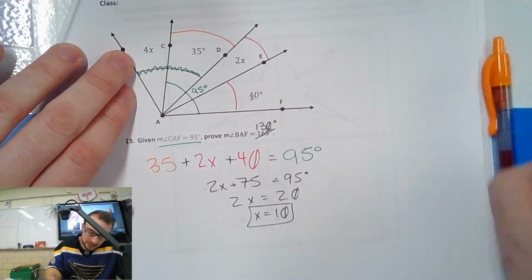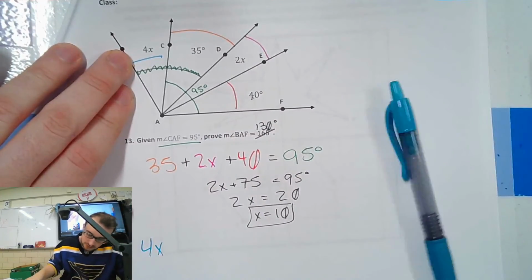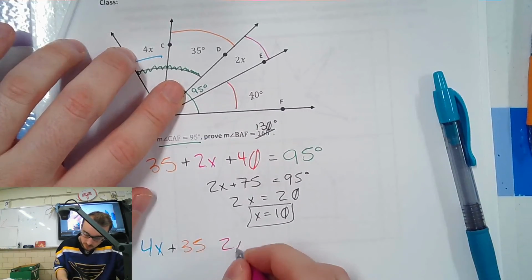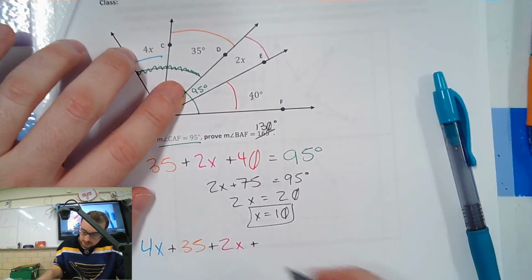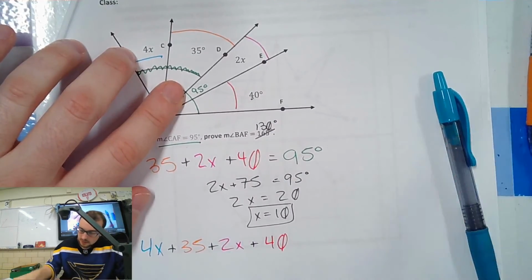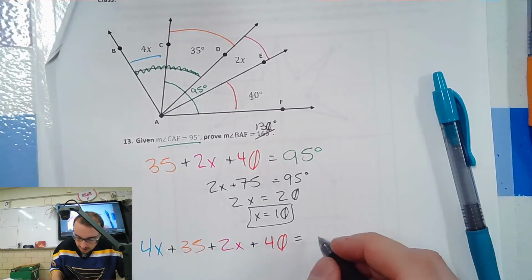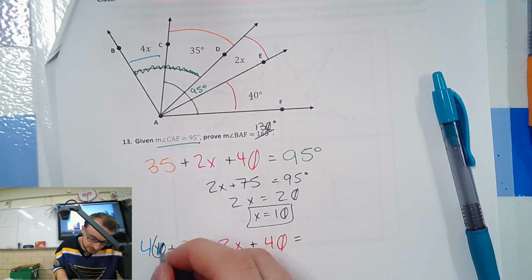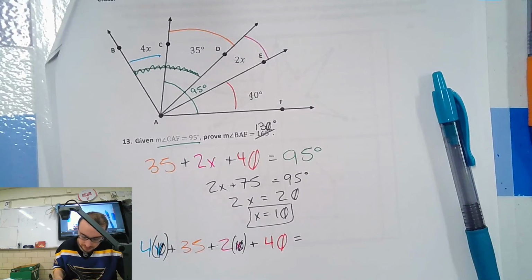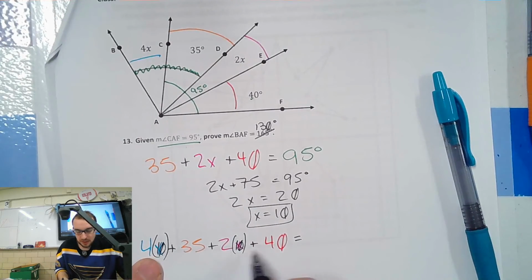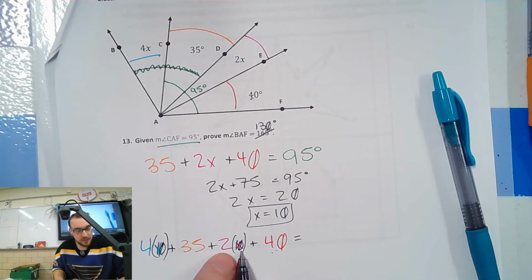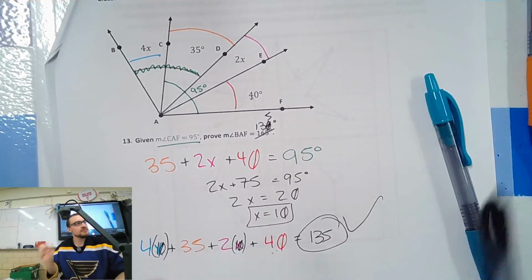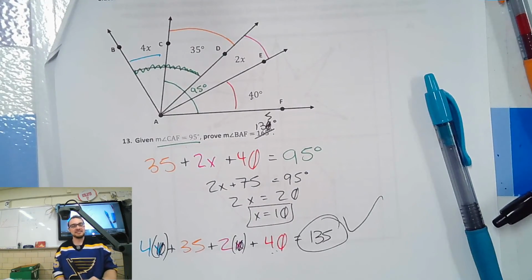So we get 4x plus 35 plus 2x plus 40. Equals blank. We're going to plug in 10. So we have 40 plus 35 plus 20 plus 40. 40 and 40 makes 80. 20 makes 100. 135. Oh, yeah. That's 135, not 130. My bad.